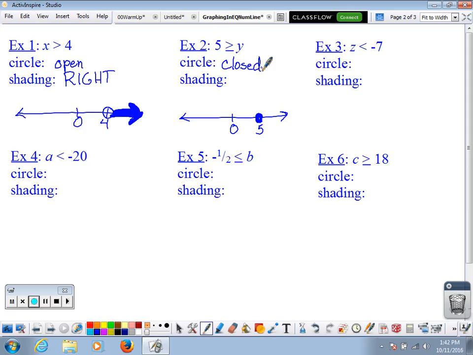Then I want to think about the shading. Which direction should I shade? Well, does that inequality open to y, or does it point to y? It points to y. This inequality points to y, which means that we want the little y's. So we have to shade where the little y's are. Those are on the left. So we'll shade to the left, all the way to the left, all the way to and including this arrow over here.